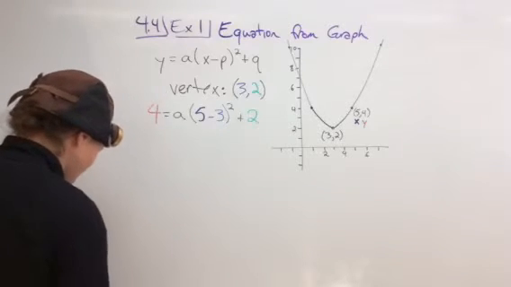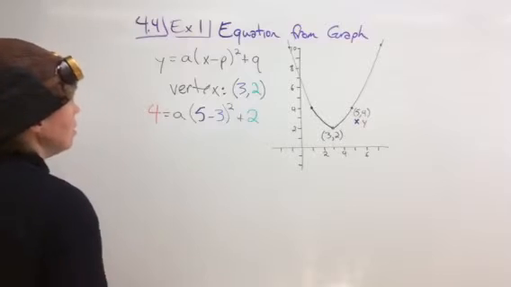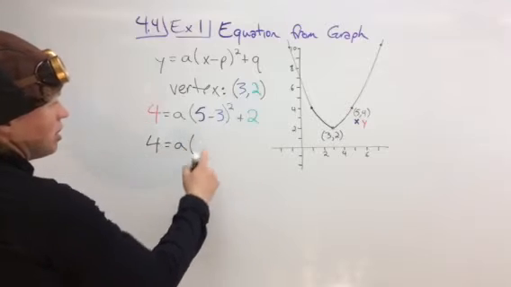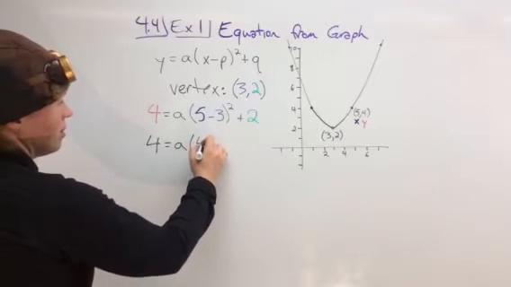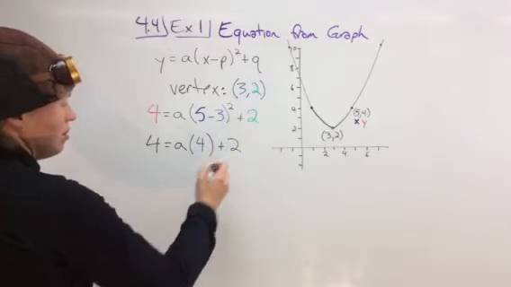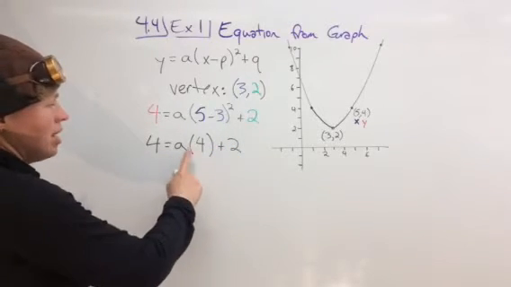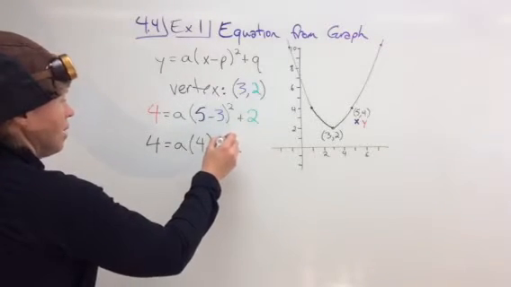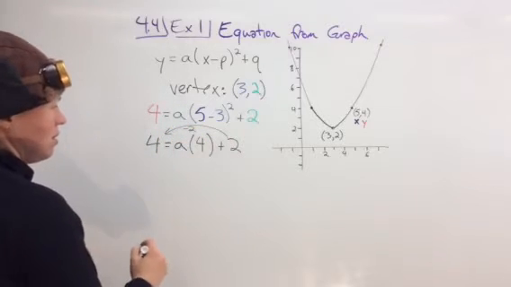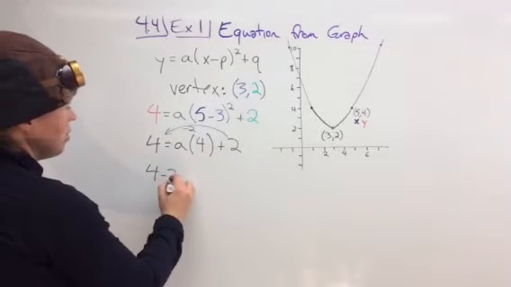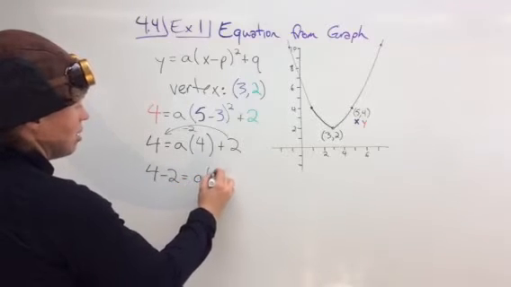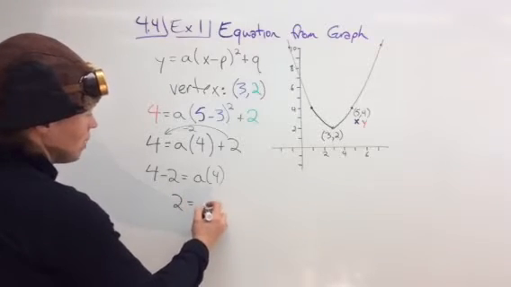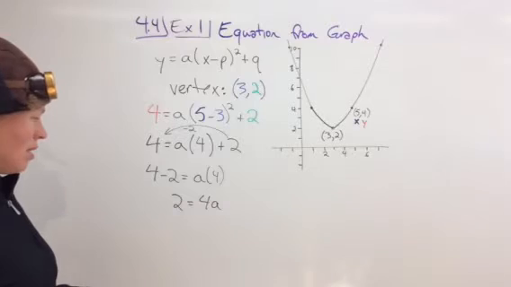So now I have my x and my y in my formula and I can just solve it. I'm going to get rid of the colored markers. And 4 equals A times 5 minus 3 is 2, squared is 4, plus 2. Now the reason I wrote it like this is because the A and the 4 are stuck together. So I've got to take my 2 over to this side as a minus 2, which means I'm going to have 4 minus 2 equals A times 4, or you could write it 4A if you wanted to. 4 minus 2 is 2, so I can make this look a little tidier.